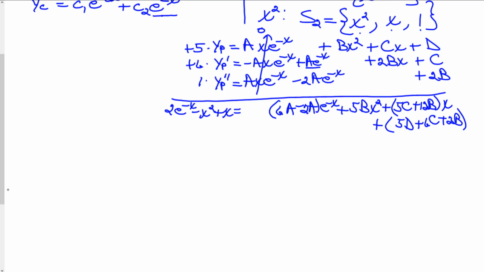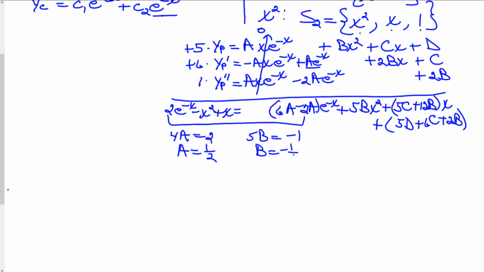All right, so lining up and matching the coefficient of e to the negative x, we get 4a on the right equal 2 on the left. So that means a is 1/2, and that's what we're supposed to have. All right, so the coefficient of that term is taken care of. Now the coefficient of x squared is 5b on the right, and the coefficient of x squared on the left is -1. So we get b equal -1/5.